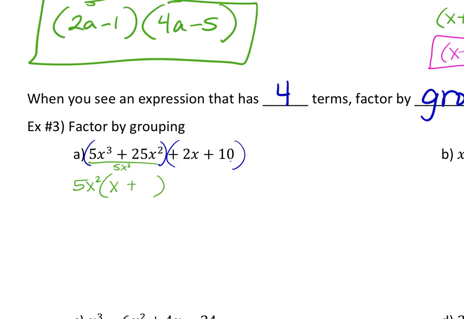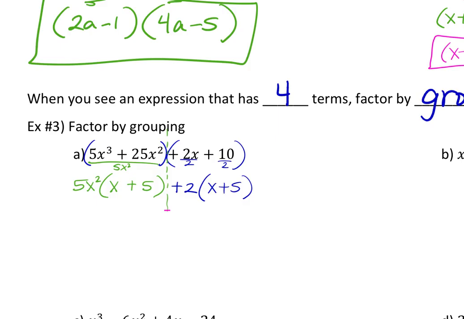X plus 5. Okay, so that takes care of that side. Well, I guess it's that side for you. Okay, now look at the second group that we made. That's a 2x plus 10. You can factor out what? 2. So we're going to go plus 2. And then when we divide by 2, what are we left with? X plus 5. Look how beautiful that is. Doesn't that look like what we just did? This is why you want to be able to factor out a binomial.